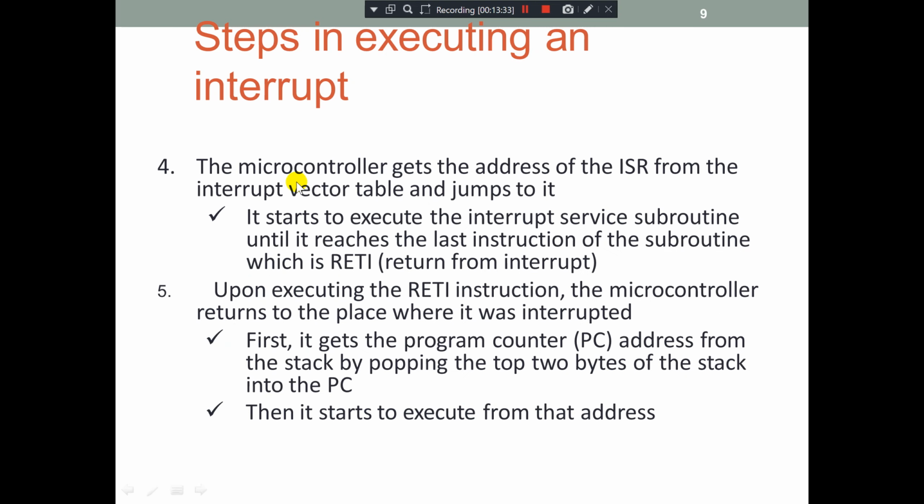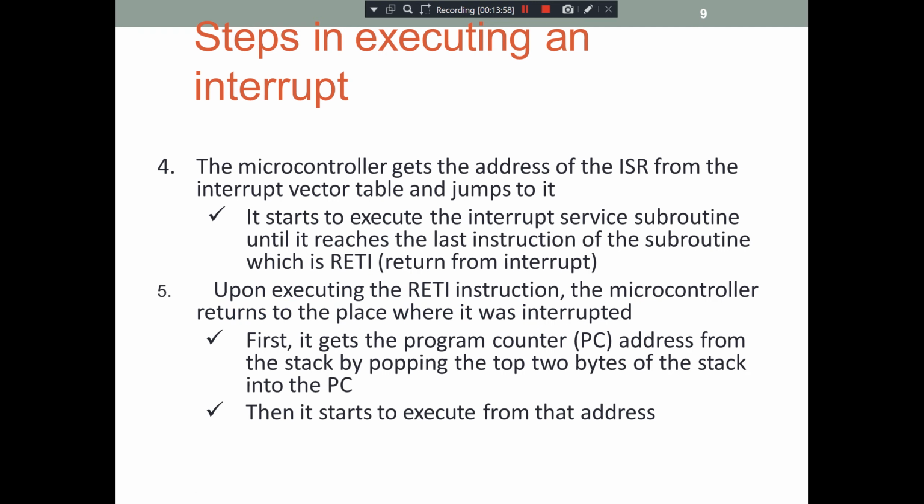Next, the fourth step is that the microcontroller gets the address of the interrupt service routine from the interrupt vector table and jumps to it. That means it starts executing the interrupt service routine until it reaches the last instruction of the subroutine, which is RETI, return from the interrupt. Upon executing the RETI instruction, the microcontroller will return to the place where it was interrupted.